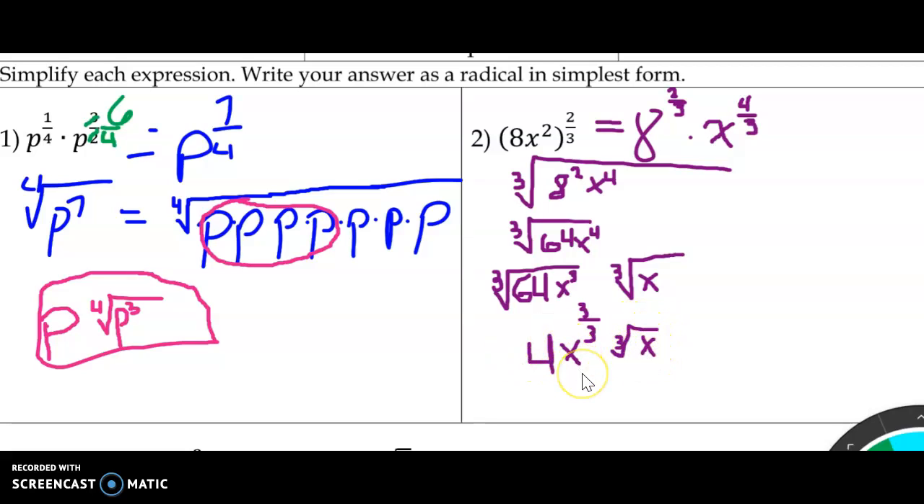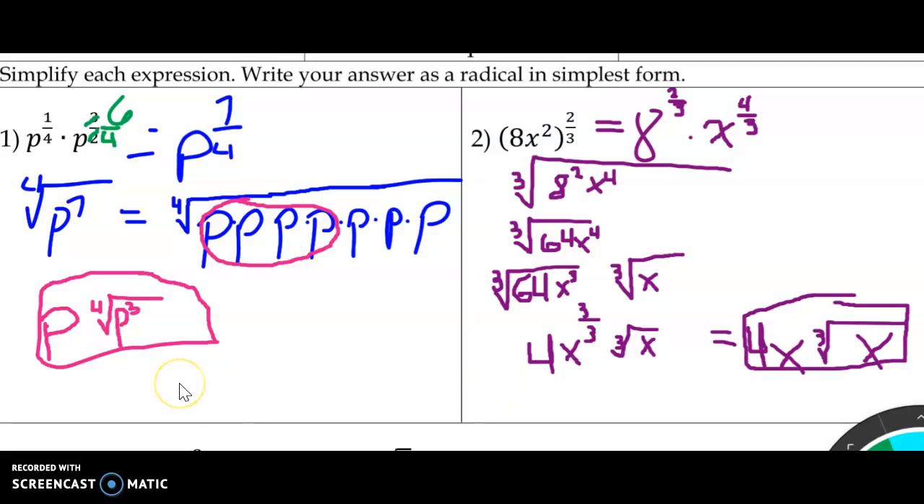So 3 divided by 3 gives us x to the 1st power. Okay. So we have 4 times x to the 1st power times the cube root of x. This is our final answer here.